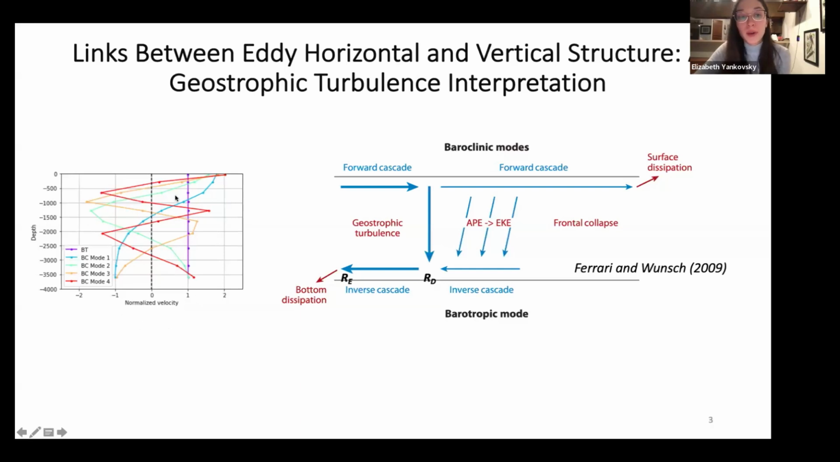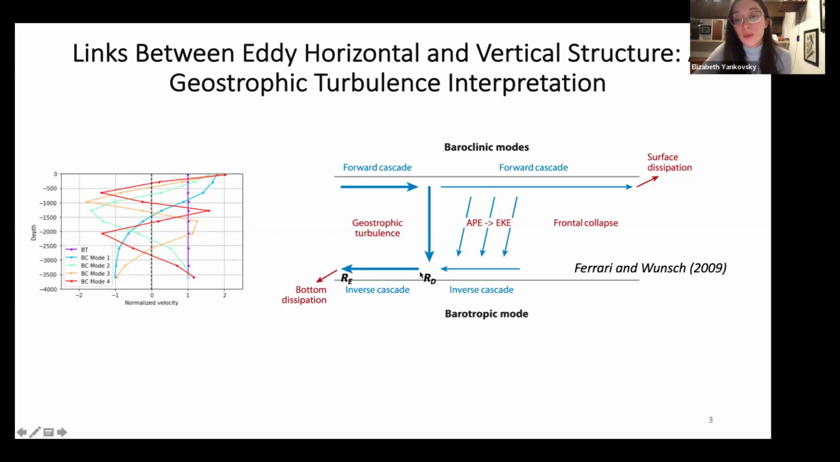If we think about our flow in terms of these modes, we can also think about the energetics that arises from that. This is a figure from Ferrari and Wunsch, 2009, but this same idea has been proposed by prior studies, such as Smith and Vallis, 2001. Basically, the idea is that you have these baroclinic modes, and the ocean is forced in a variety of different modes. But within the baroclinic modes, we see an energy cascade to smaller scales. This is the forward energy cascade.